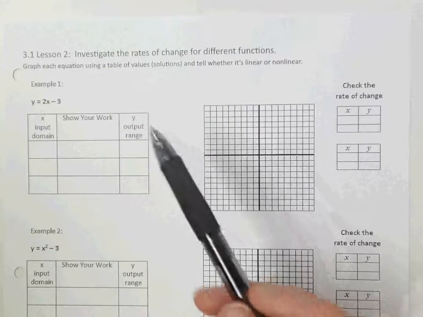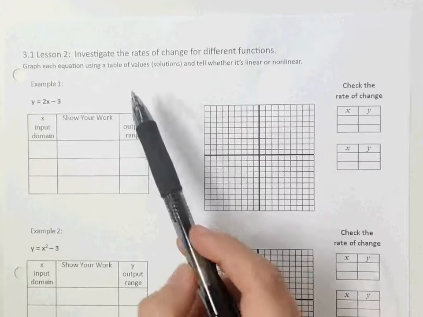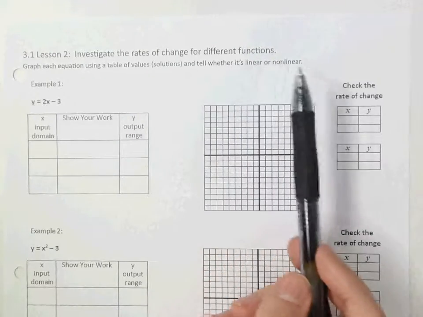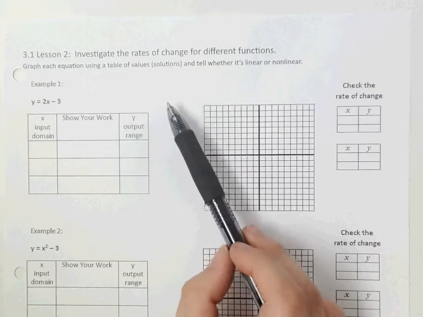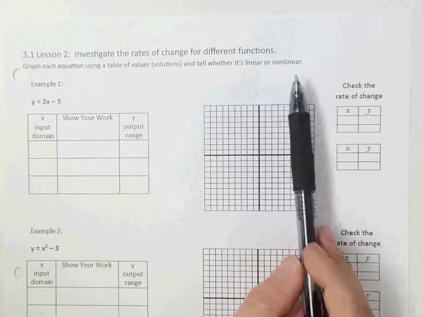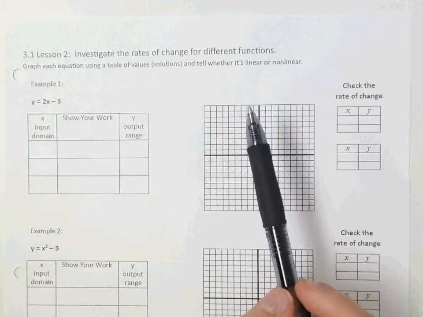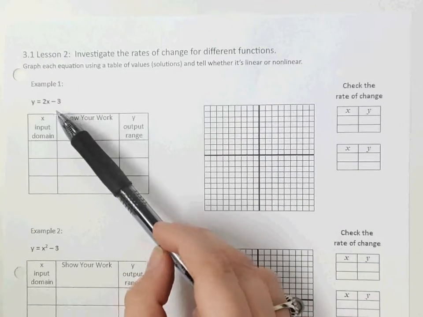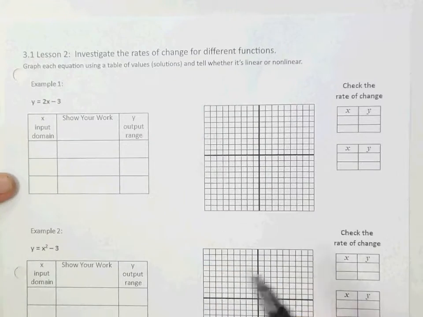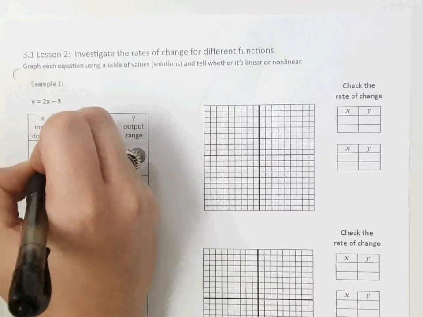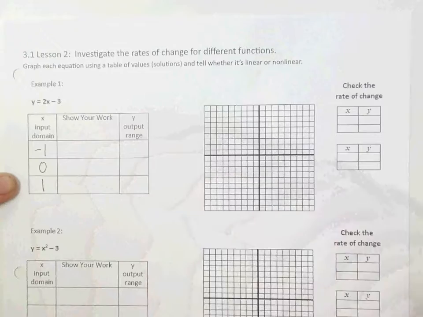This is 3.1 Lesson 2, Investigating the Rates of Change for Different Functions. So our directions are to graph each equation using a table of values and tell whether it's linear or nonlinear. So our first example is we have y equals 2x minus 3, and so we need to pick 3 different x values. We can pick -1, 0, and 1.